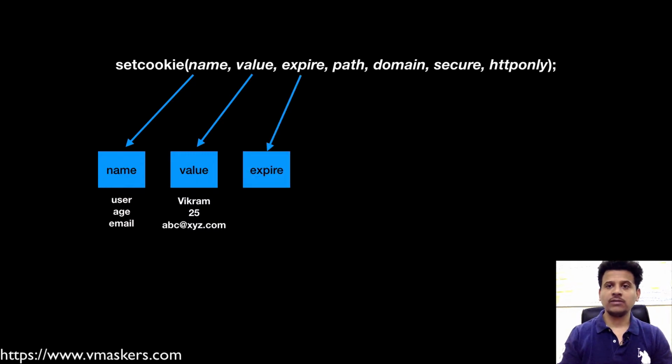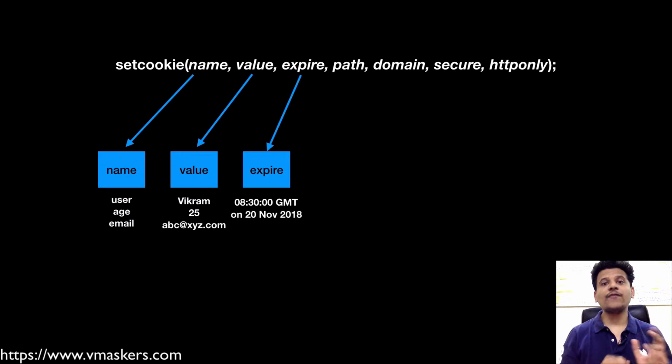Next is the expire, which specifies a time period for the cookie in seconds. After that time, the cookie will become inaccessible, so the browser will not send that cookie to the domain. If the expire value is not set, then the cookie will automatically expire when the user closes the browser. For example, this cookie will expire on 20th November at 8:30 according to the GMT time zone.